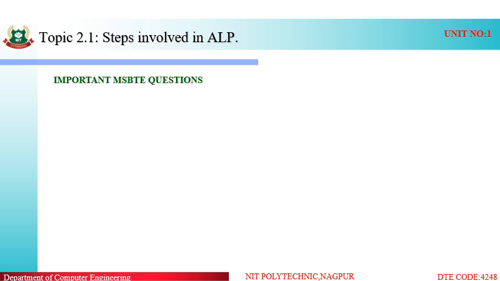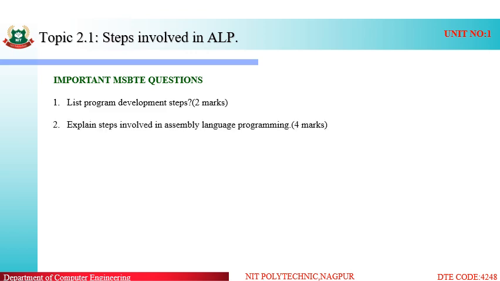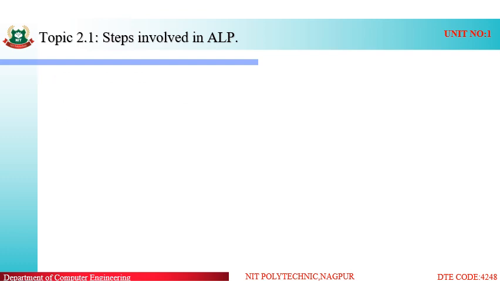So the important MSBTE related questions here are: list the different program development steps. So what are the program development steps? Problem definition, then algorithm, flowchart, initialization checklist, then choosing the correct assembly language instructions, and then converting the algorithm into the assembly language program. Explain the steps involved.